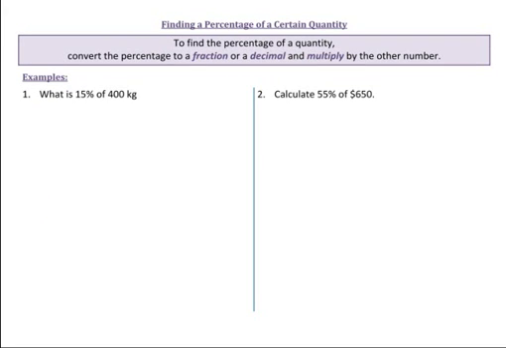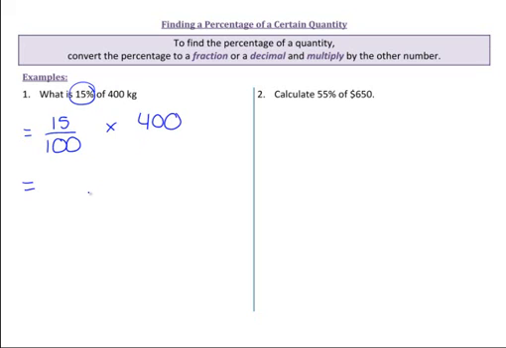Next, finding a percentage of a certain quantity. Now to find the percentage of a quantity, convert the percentage to a fraction or a decimal, and multiply it by the other number. So here I've got what is 15% of 400 kilos. So the first thing is I convert that percentage to a fraction. So it's just 15 over 100. Okay, so that's the first step. 15% is 15 over 100. Then I times by the other thing, which is 400.